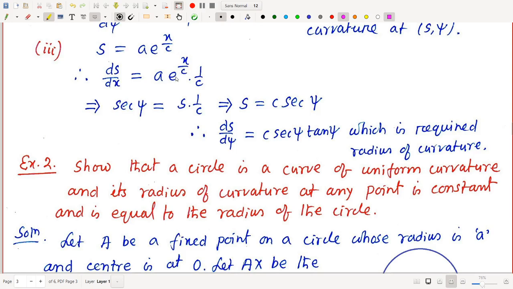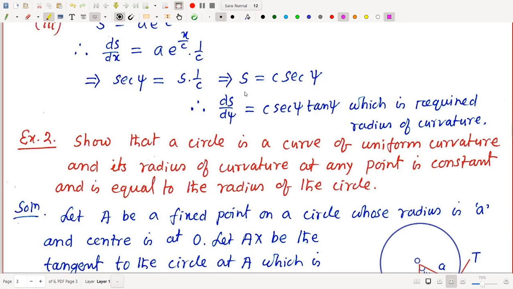Now a e to the power x by c is s, so it is s into 1 by c, and ds by dx, as we have just seen, is sec psi, the derivative of arc with respect to x. So s equal to c sec psi. So this is the intrinsic equation of the curve. Now we differentiate with respect to psi. ds by d psi is c sec psi tan psi, and this is the required radius of curvature.